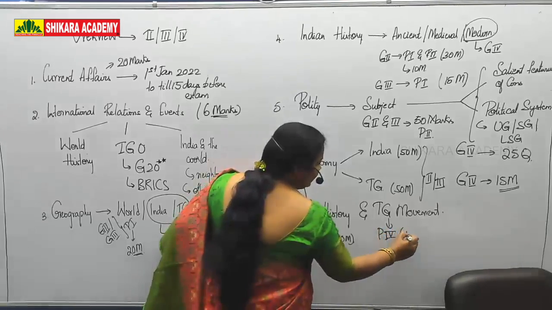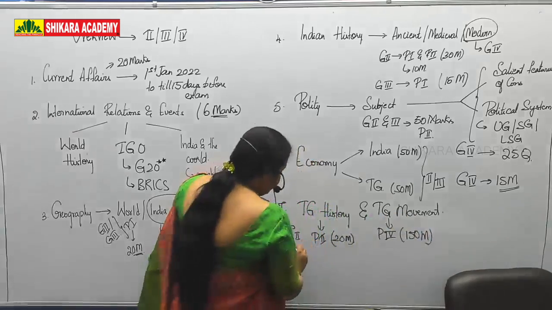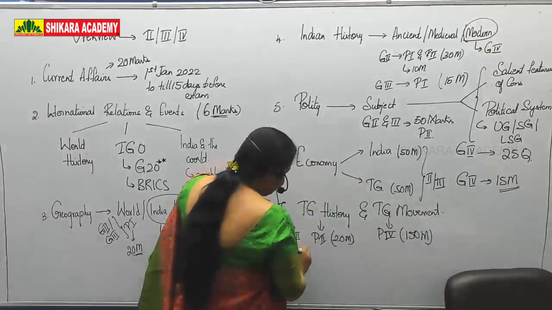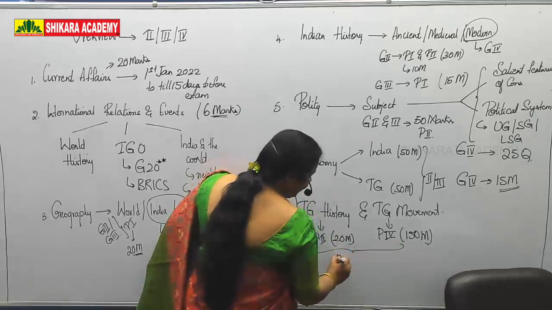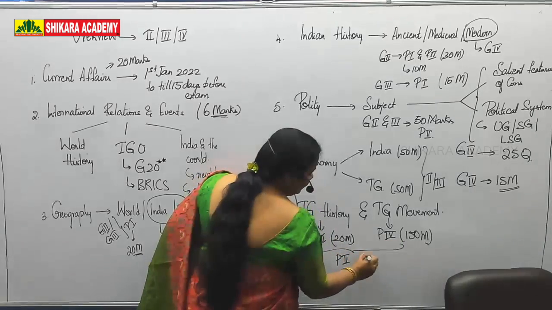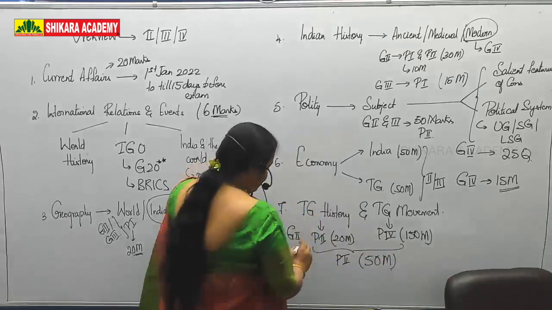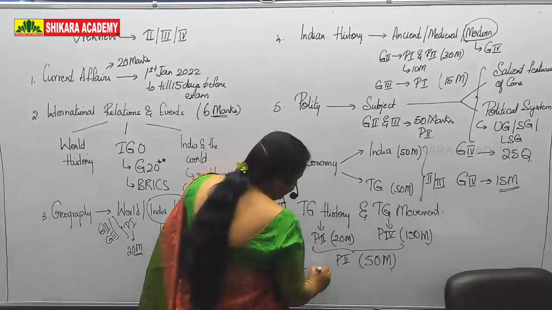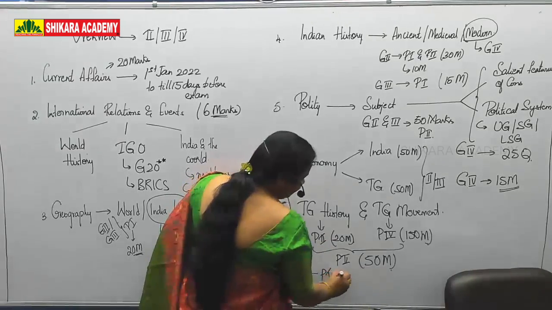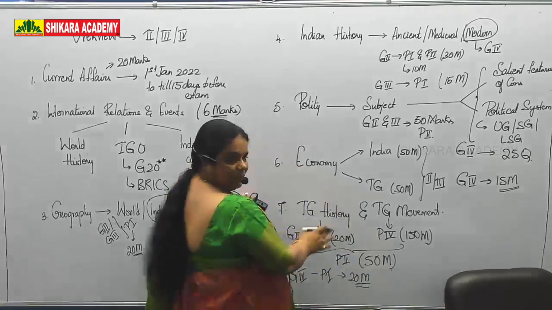How much is the weightage? 150 marks. For Group 3, they have clubbed both these areas and they have given it in paper 2 for 50 marks. Okay, for Group 4, they have mentioned it in paper 1, roughly with a weightage of around 20 marks. So are we clear with this?